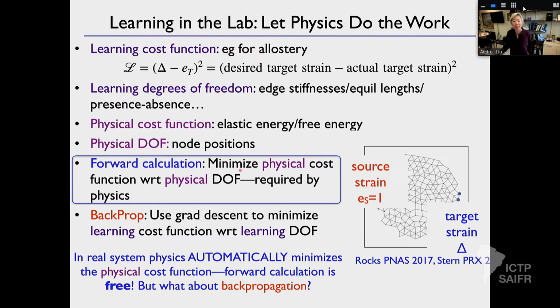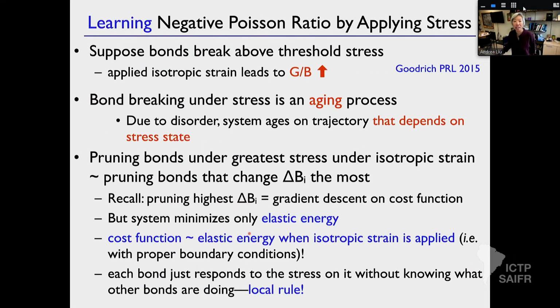But I saw this back propagation, and the idea now is that the back propagation will be replaced by this process where instead of calculating anything, I'm just going to put the system under isotropic stress, and then I'm going to prune the bonds. It's almost the same as pruning the bonds that change the bulk modulus the most. It's pruning the bonds that make the biggest contribution to the bulk modulus. And it works.